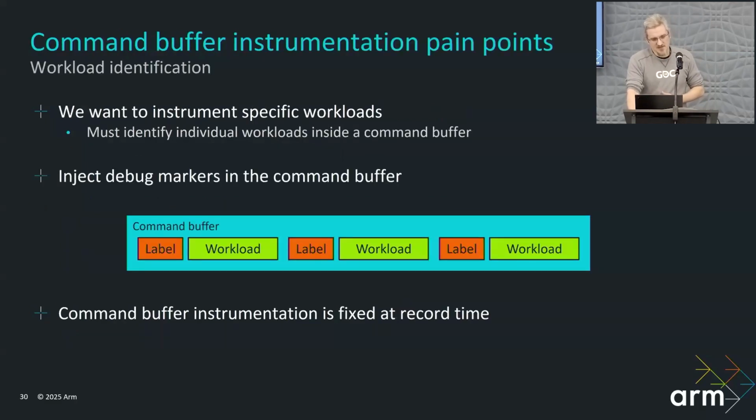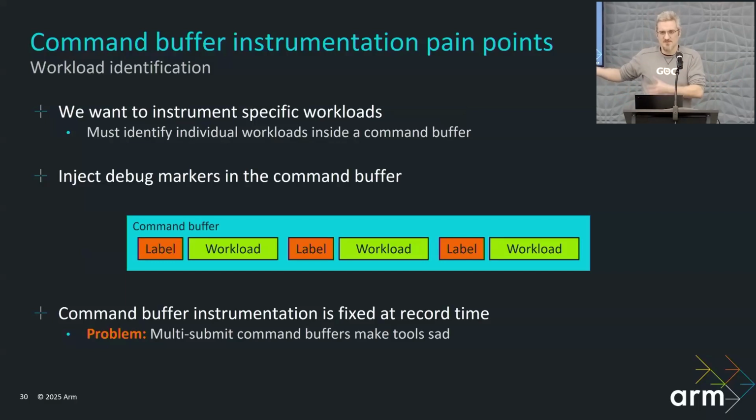We want to instrument command buffers. So we inject debug labels. We really like those labels to be unique. But there's just all the kind of warts and niggles. Again, my question yesterday in the panel session, like things like multi-submit command buffers. We can't guarantee that command buffer is only submitted once. So is that label unique? Well, it may not be.